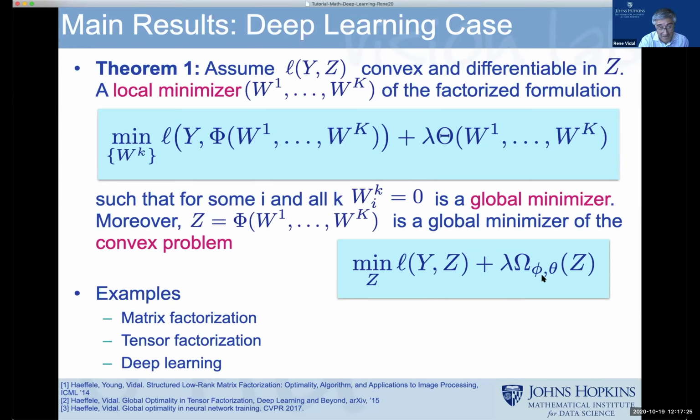And it turns out that many problems in machine learning satisfy these assumptions. Matrix factorization was one that I already highlighted. I didn't talk about it, but tensor factorization is another example where instead of matrix products, you just have tensor products, but those are homogeneous of degree k, where k is the degree of the tensor, and deep learning, which is what I just stated.